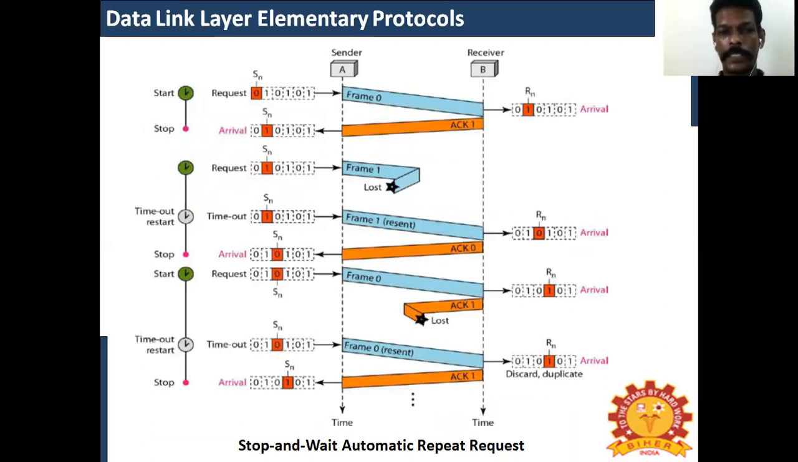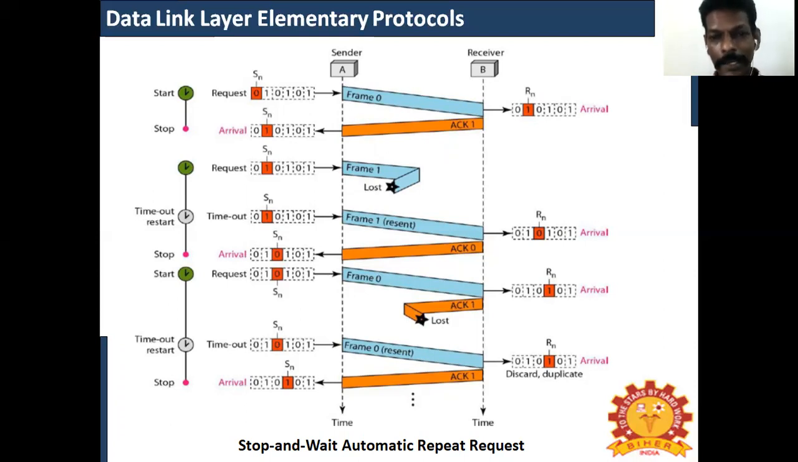Take this diagram as an example. SN is nothing but S, the sender, and R, the receiver. SN means the number of bits we are going to transmit from the source to the destination. First, after getting the request, I send frame 0 from the source machine to the destination machine.